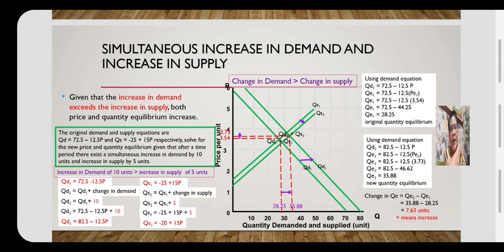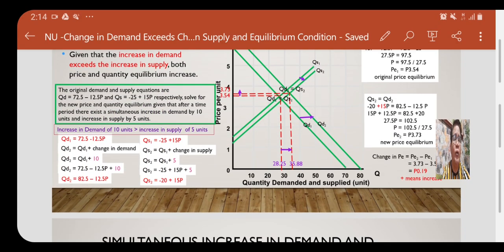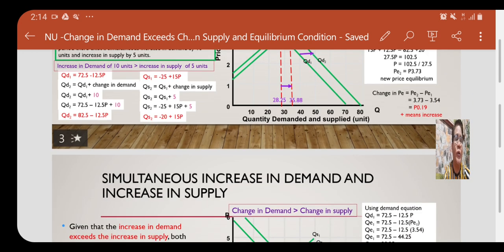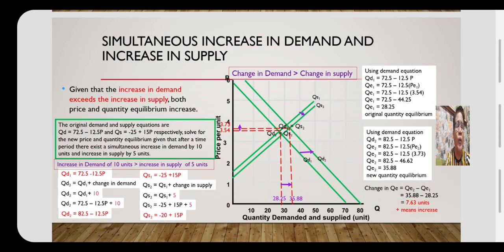So, to summarize, given that the increase in demand exceeds the increase in supply, both the price and quantity equilibrium increase. And so far, the amount of increase in price equilibrium is 19 centavos, and the amount of increase in quantity equilibrium is 7.63 units.